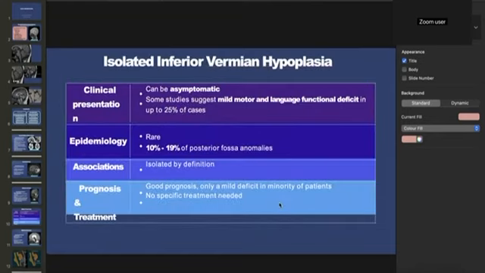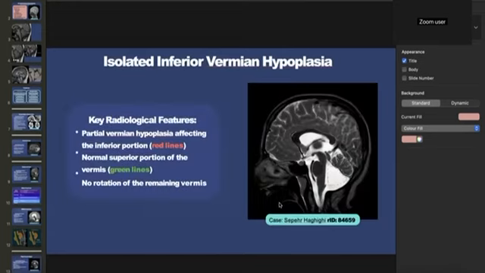Next is isolated inferior vermian hypoplasia. It is seen in 10 to 19% of posterior fossa anomalies. Comparatively, it has a good prognosis. This is an image of isolated inferior vermian hypoplasia. Partial vermian hypoplasia is seen as in the red line. Normal superior portion of the vermis is seen in the green line.